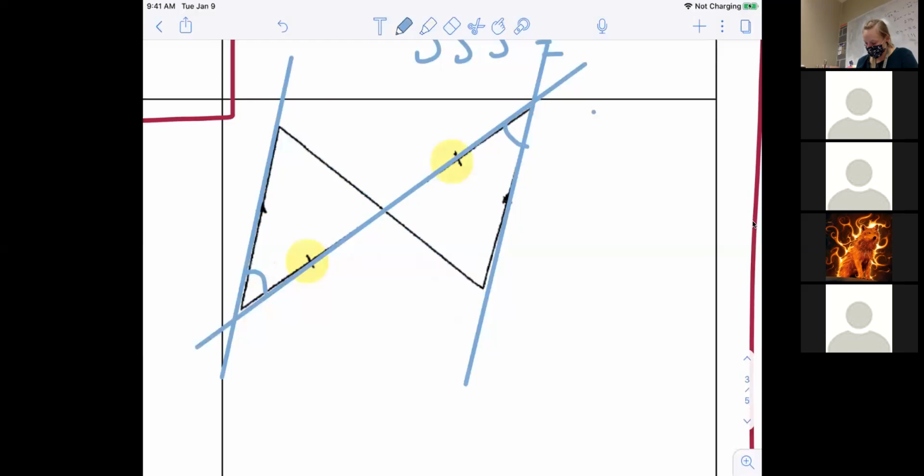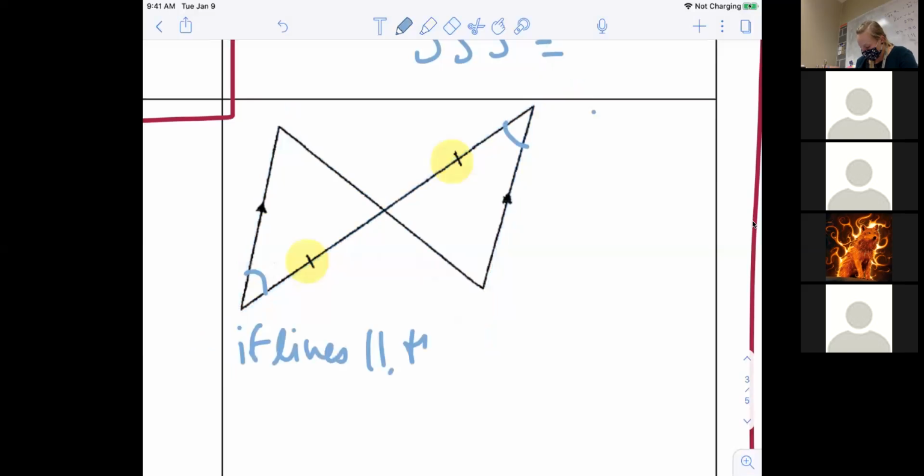So these are alternate interior angles, so I'm gonna write that. If lines parallel, alternate interior angles congruent. And then Cooper, what else did you say? Vertical angles right there in the middle, right? Good, we look for reflexive, we look for vertical angles are congruent.